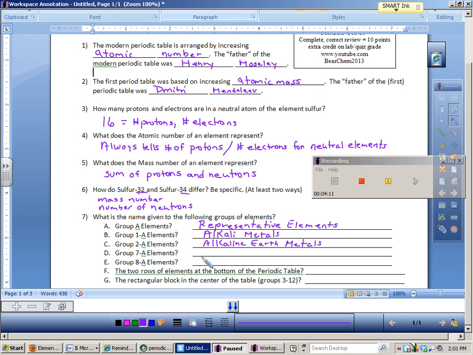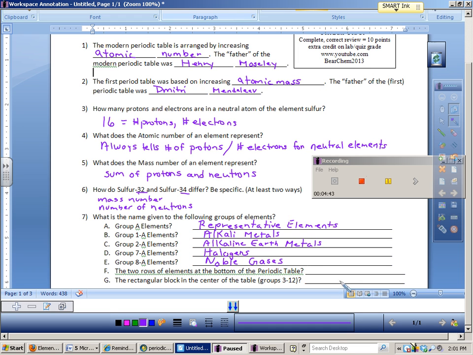Group 7, on the other side of the periodic table, starting with fluorine, going down through astatine, is known as the halogen family, or the halogens. They're a special type of nonmetal. Group 8 is a very distinct group. We know those as the noble gases. N-O-B-L-E, please, gases.